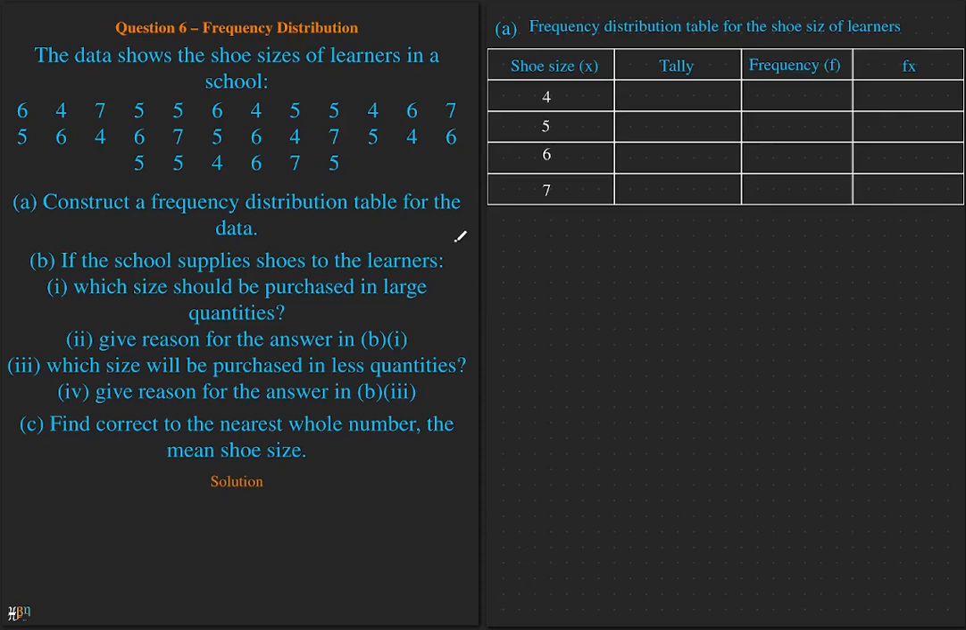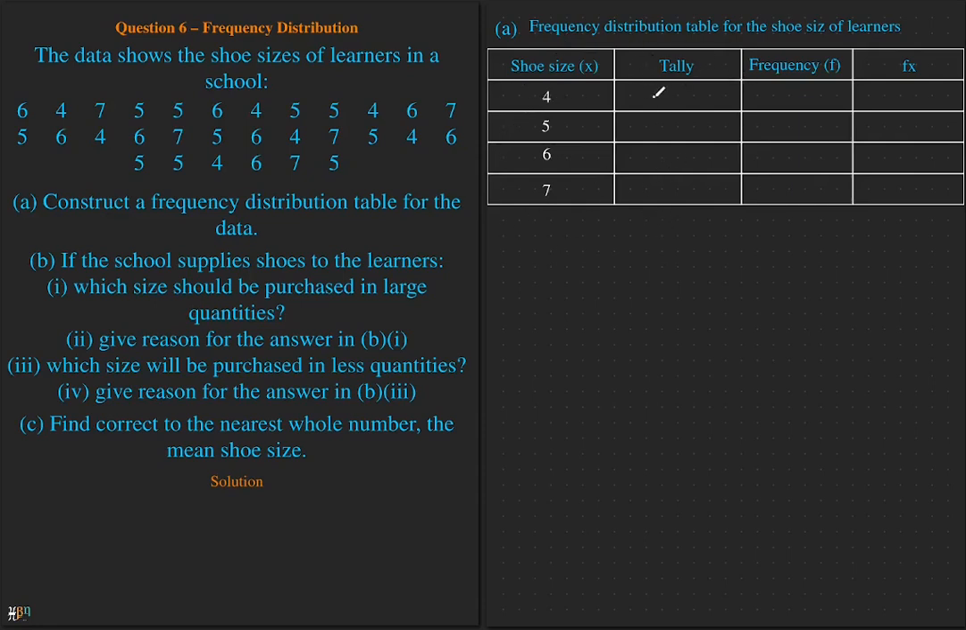So let's start with the frequency distribution table for the learners. So this is my table and we need our x. So the x will be the shoe sizes. We look at all the numbers that appeared. There is 4, 5, 6, and 7. There is no 8, there is no 3. So we don't include that.